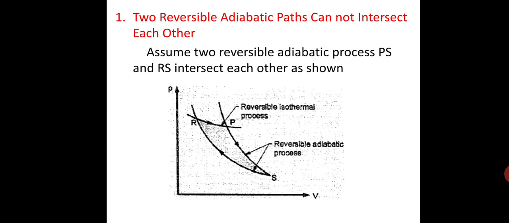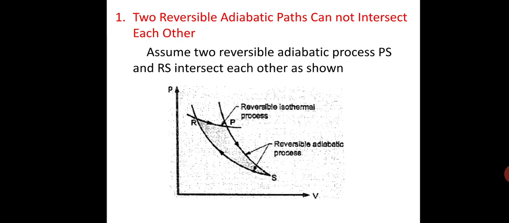Assume two reversible adiabatic processes PS and RS intersect each other as shown in the figure. Now see the PV diagram. In this PV diagram, process RP is a reversible isothermal process, and processes PS and RS are reversible adiabatic processes. Consider another isothermal process RP which intersects the two reversible adiabatics at points R and P. Isothermal process RP and the two reversible adiabatics PS and SR constitute a cycle PSR.